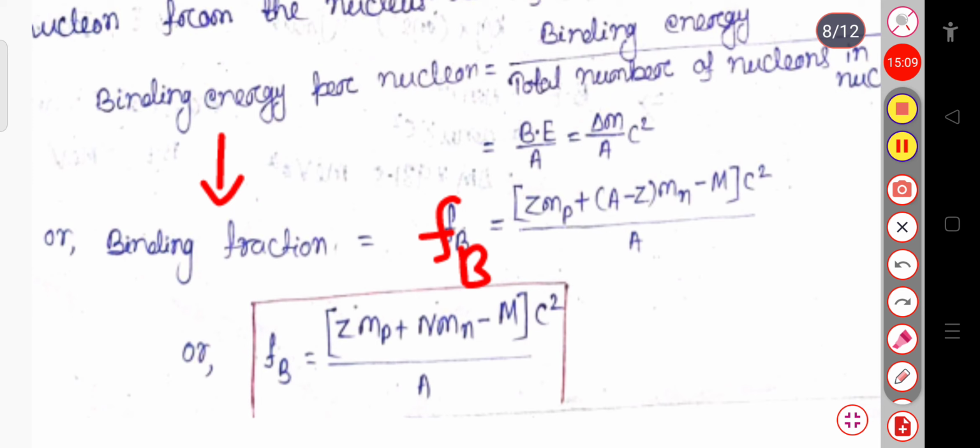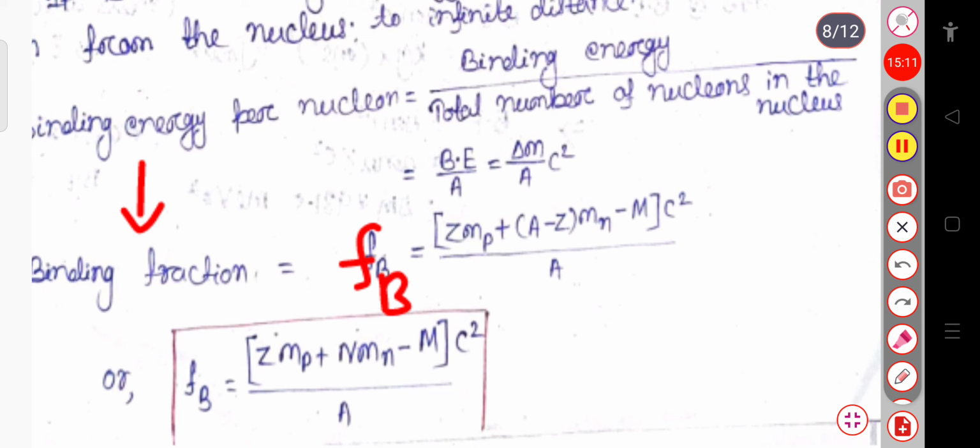It also can be written, if I write the value of delta m, that is Zmp plus (A minus Z) into mn minus m, and this whole into c square divided by A, that will give your binding fraction. In some books you will find this A minus Z written in the form of small n. So these are the same thing, that is the atomic mass minus the proton number will give you the neutron number.